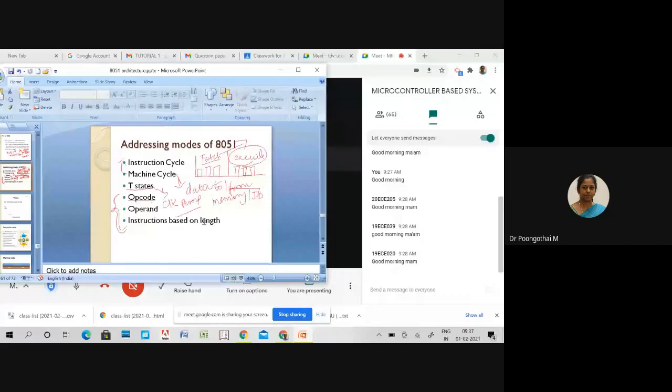And instructions based on length. How do you classify the instructions based on length? We have three types of classification: single byte instruction, 2 byte instruction, 3 byte instruction. Okay, is that clear? Yes, ma'am.